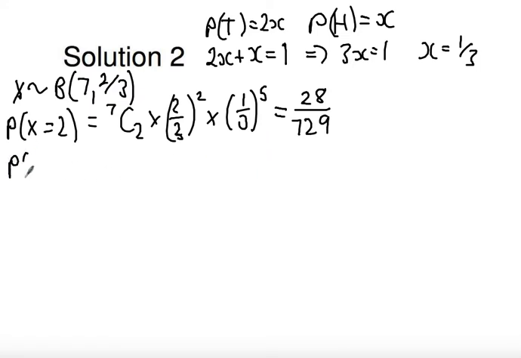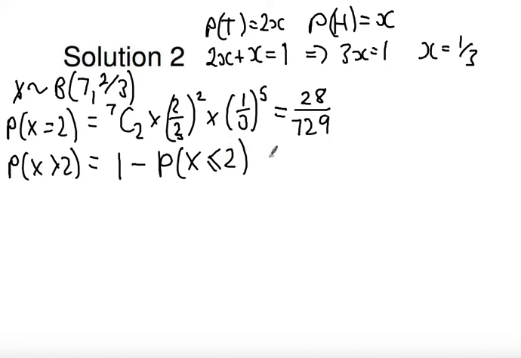Part B asks to find the probability that X is greater than 2. Now I could find the probability of the number of successes being 3, 4, 5, 6, 7 and add them all together, or there's a slightly quicker way. I could do 1 minus the probability of X less than or equal to 2, which requires just the probability of X being equal to 0, 1 and 2. I've already got the probability of X equal to 2, so let's find the probability of X being equal to 1.